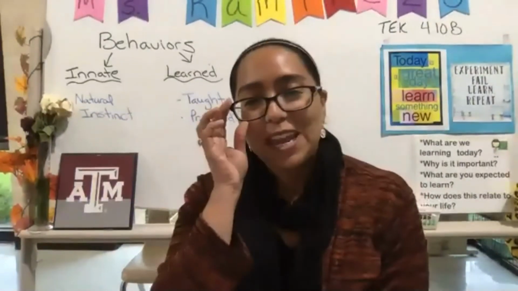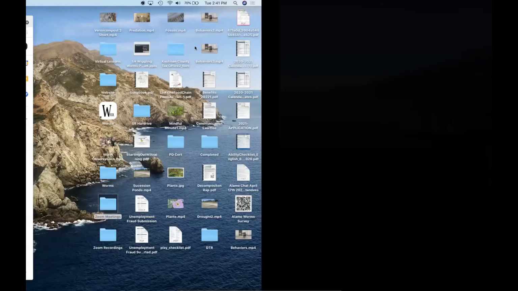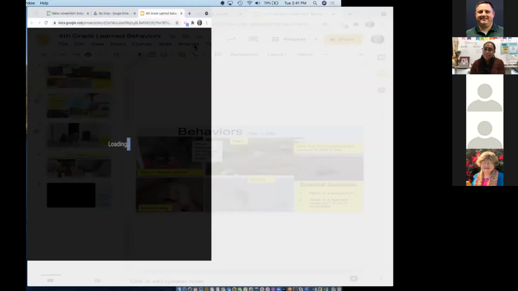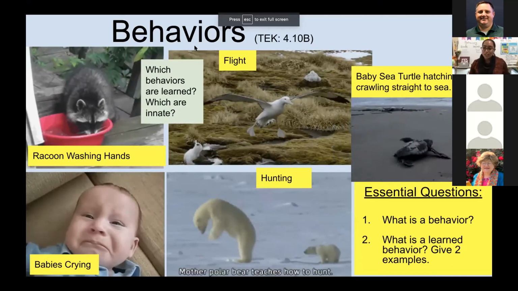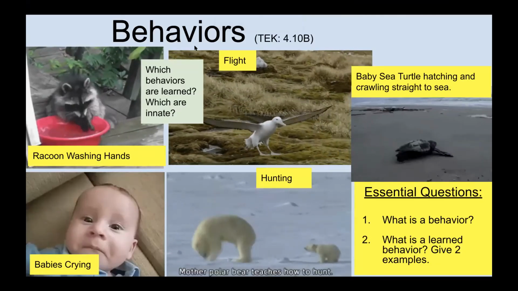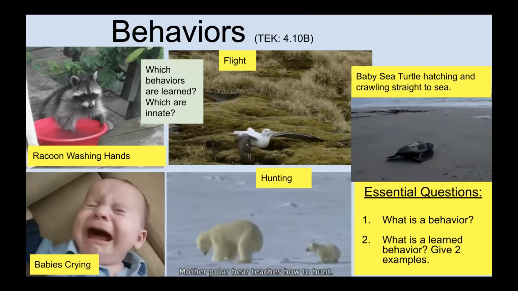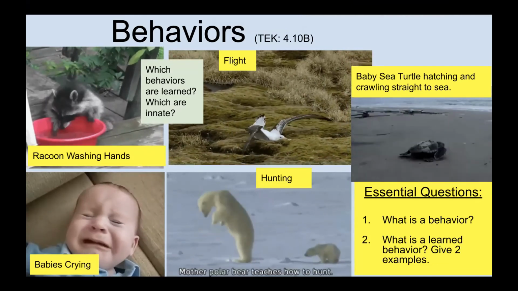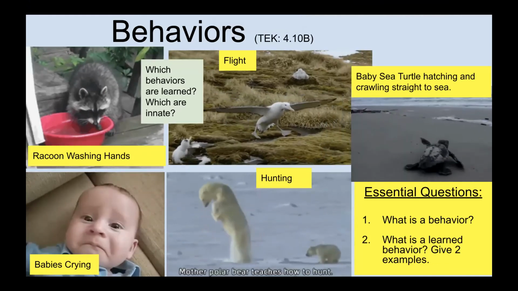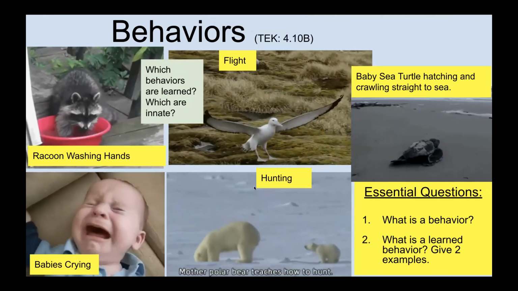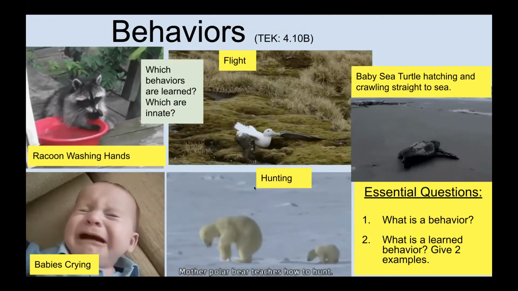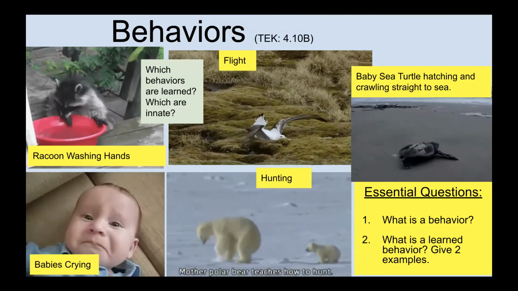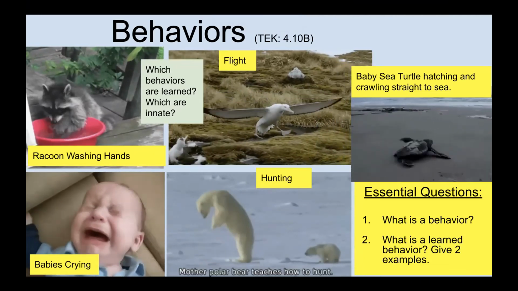I'm going to share my screen with you guys and we'll look at some other behavior examples. I do have a couple of essential questions for you guys. Hopefully by the end of this presentation, you'll be able to answer these questions. The first is, what is a behavior? And the second is, what is a learned behavior? And give 2 examples. So take a look at some of these behaviors on the slide and think about which of these behaviors are learned and which of these are innate or instinctual.